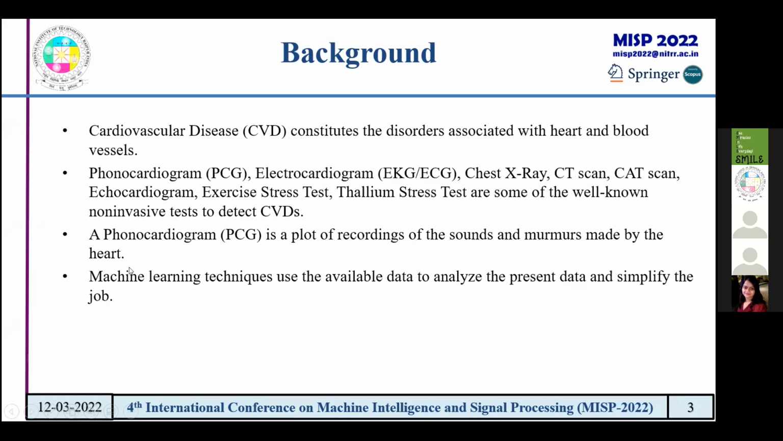So machine learning techniques play a role here because, for places where there is no immediate availability of doctors or a trained professional, we can create an instrument or a device that can, for the time being, detect the defect that the heart is having, or at least alert the patient. So that's why machine learning techniques can be used.